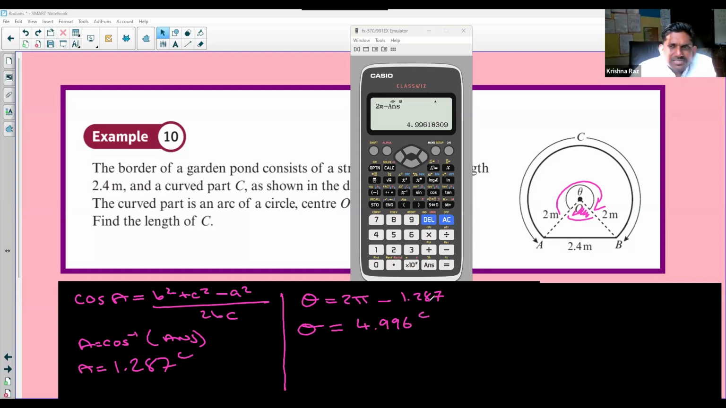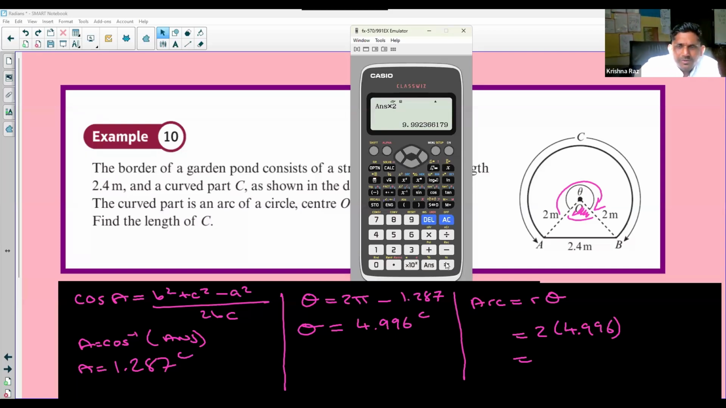So now the question is, find the curved part of the circle. That's just the arc length, isn't it? So the arc equals r theta. The radius is clearly 2. So I just need to double my answer. And I'm not going to get any rounding error because I haven't rounded yet on my calculator. So we got 9.99 is the length in meters.